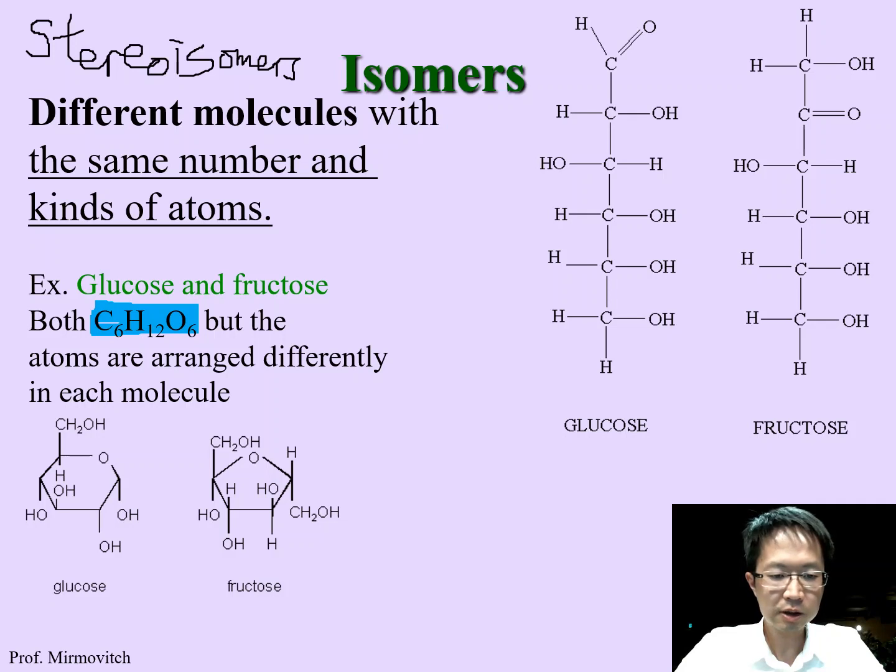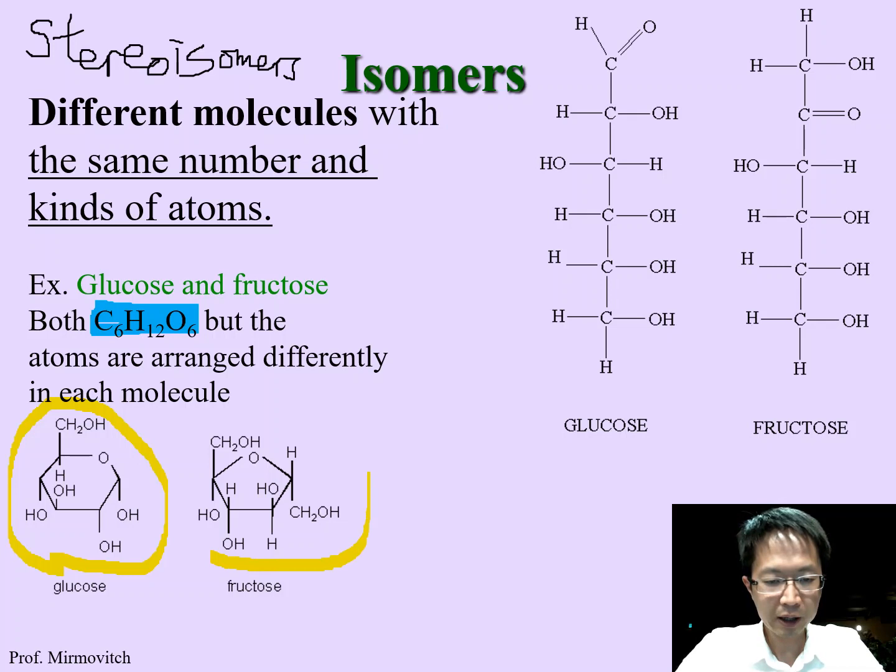Remember, glucose is a hexose. Well, they're all hexose, but glucose looks like a hexagon, while fructose is a pentagon. But even though it is a pentagon, we still call it hexose.